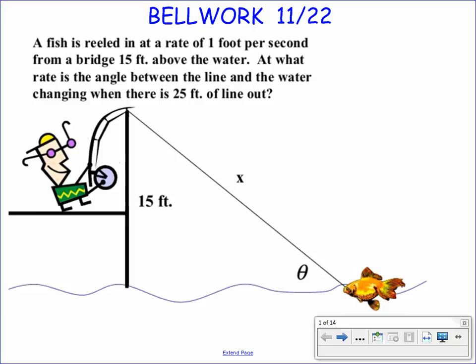So a fish is reeled in at a rate of 1 foot per second from a bridge 15 feet above the water. At what rate is the angle between the line and the water changing when there is 25 feet of line out? And so what I tried to do was show that I intended the tip of the fishing rod to stay a constant 15 feet above the water level. So I'm going to go ahead and let that be fixed when I set up the problem.